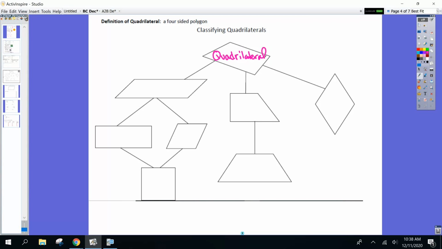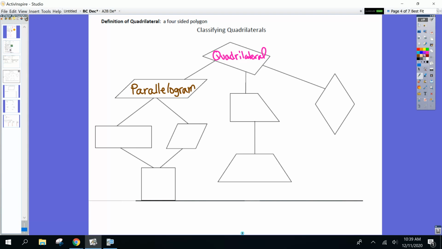Now, as you can see, the family is broken up into 3 different parts. Let me introduce you to the first family, with the big dog himself, the parallelogram, right at the top. And there are a few other figures in that family. Anybody want to take a guess at the other figures in the parallelogram family?